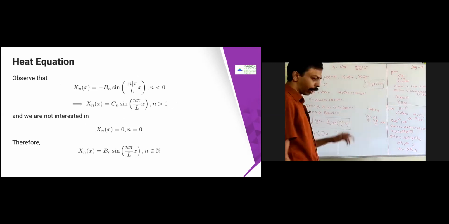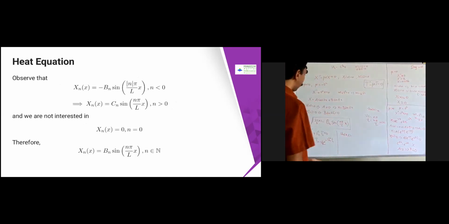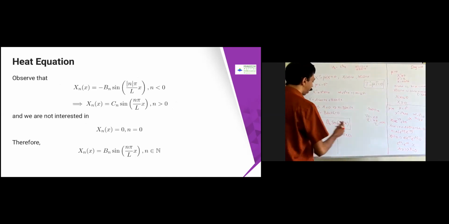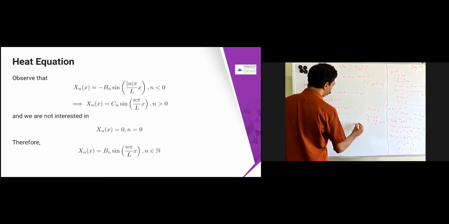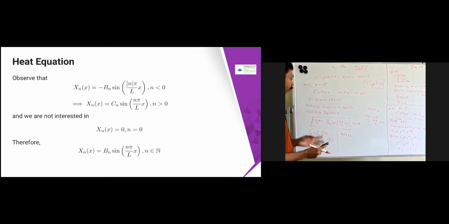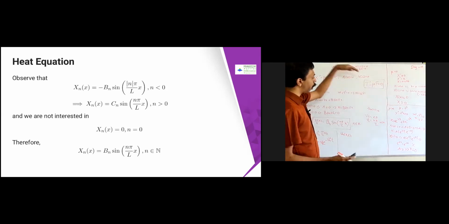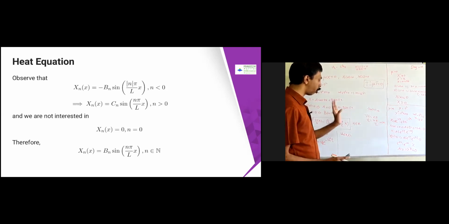One more thing I forgot to discuss. See, Xn of x equal to bn sin(n pi by l x), where n belongs to Z, I have mentioned. But we don't need to go for that. What we will have is that n belongs to N only. So if n equal to 0, this will become 0, which means obviously the trivial solution, which I am not interested in. So n equal to 0 is ruled out.